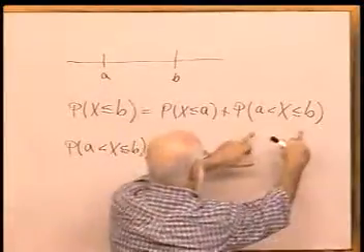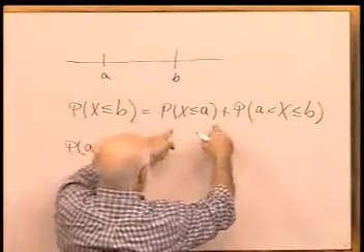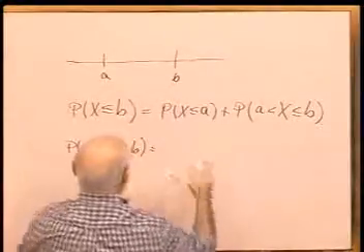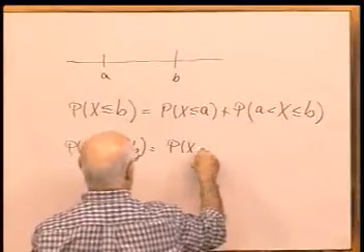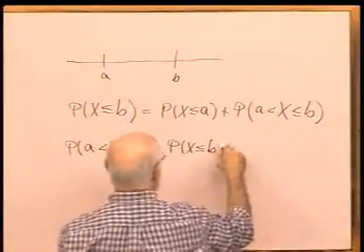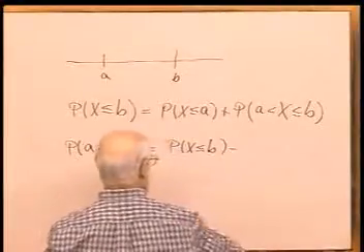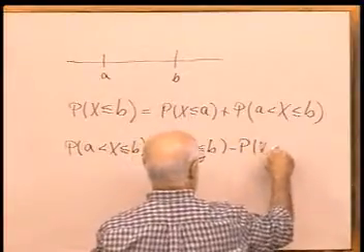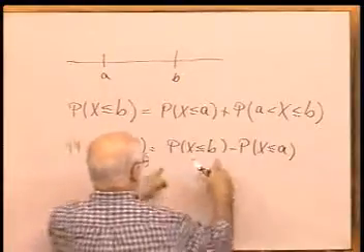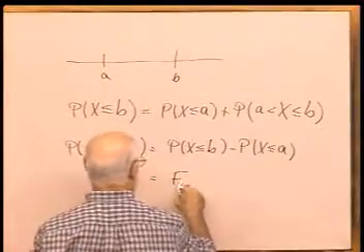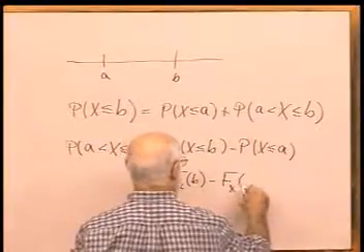Anyhow, what we want to do is calculate this probability here. I can get that by simply putting this on the other side of the equation and then reversing. So this thing is the same as the probability that X is less than or equal to B minus the probability that X is less than or equal to A. But by the definition of distribution function, this is the distribution function of X evaluated at B minus the distribution function of X evaluated at A.